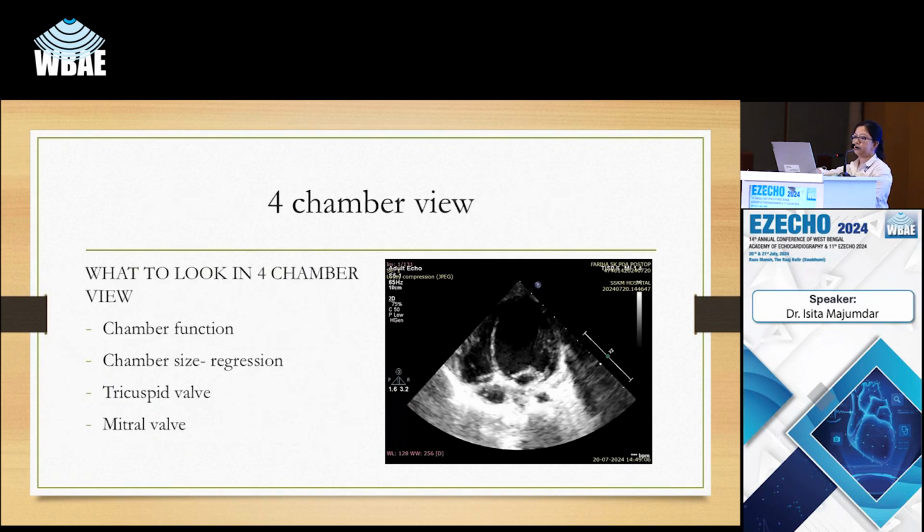And what do we look for in the four-chamber view after PDA closure? It's mainly the chamber function. Many patients can have LV dysfunction post-closure. The chamber size regression doesn't occur quickly; you can see it regress in the 3-month or 6-month follow-up. We also check the tricuspid valve, whether any injury has been done, and the mitral valve, whether the regurgitation that was there due to the dilatation has decreased.